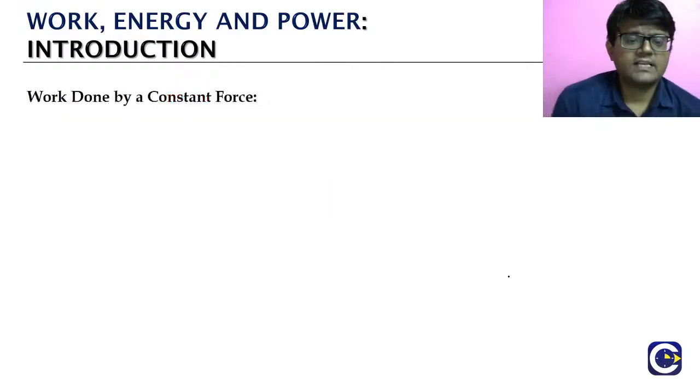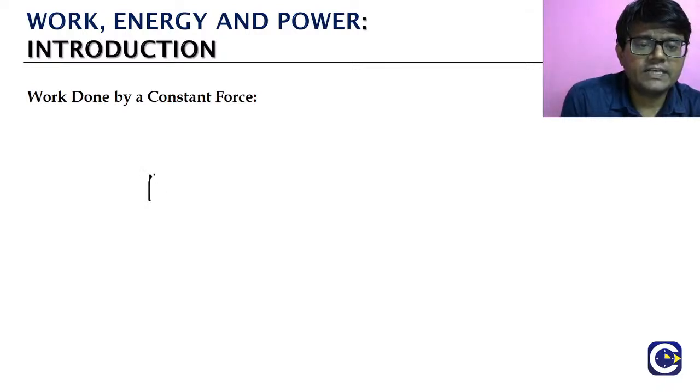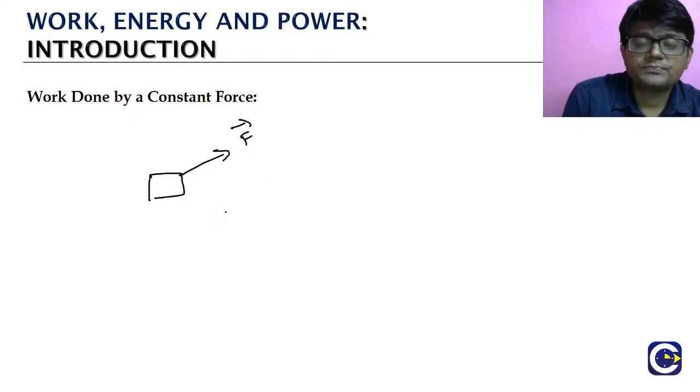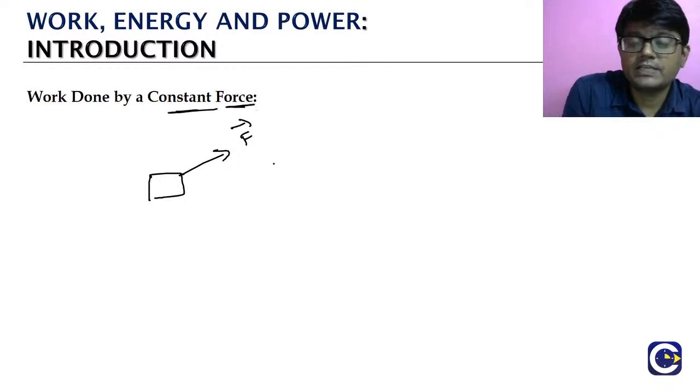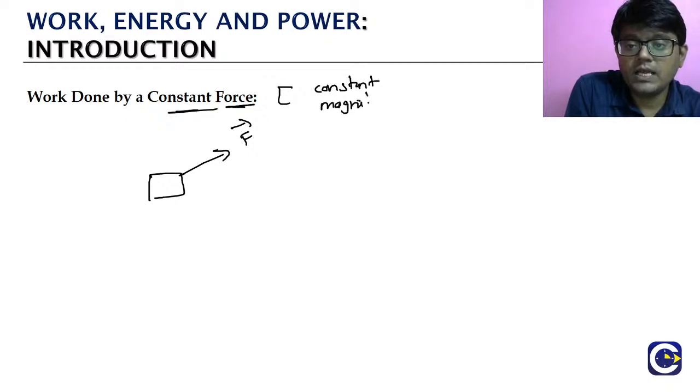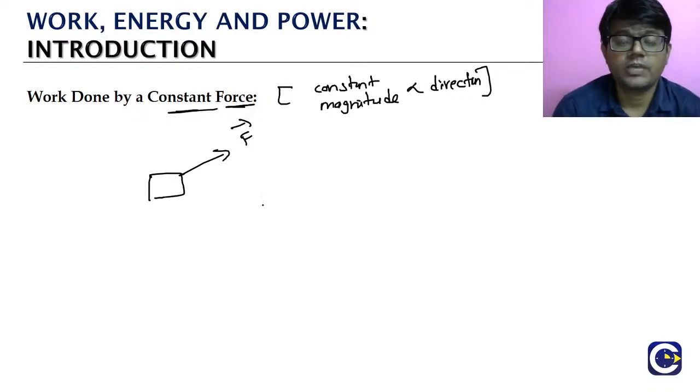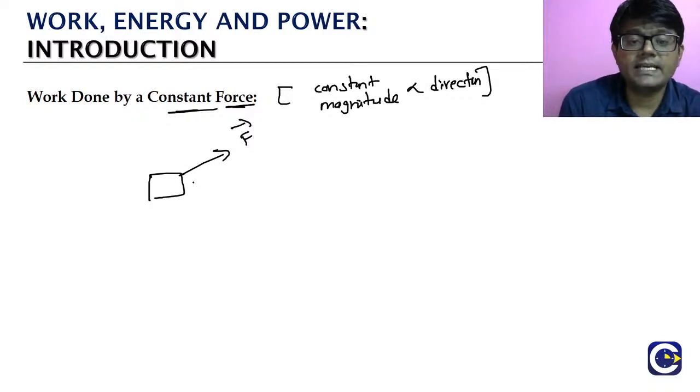Say for example there is an object, and on this object we are trying to apply a force. This is a constant force. We are considering a force to be constant, meaning it will have a constant magnitude as well as direction. So both will be constant for the force. Let us say the body is getting a displacement.